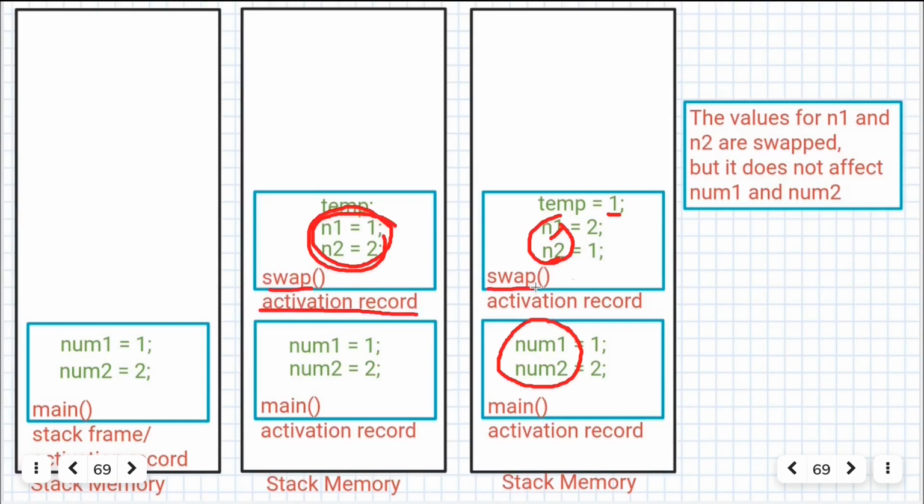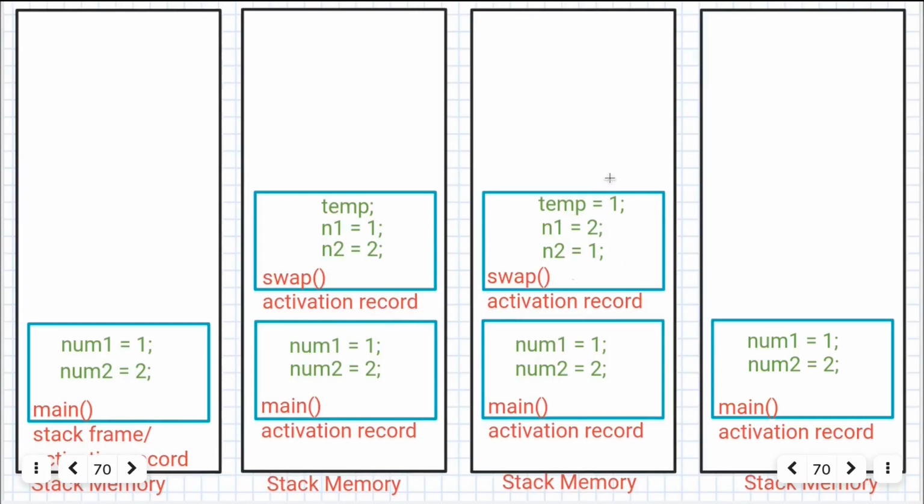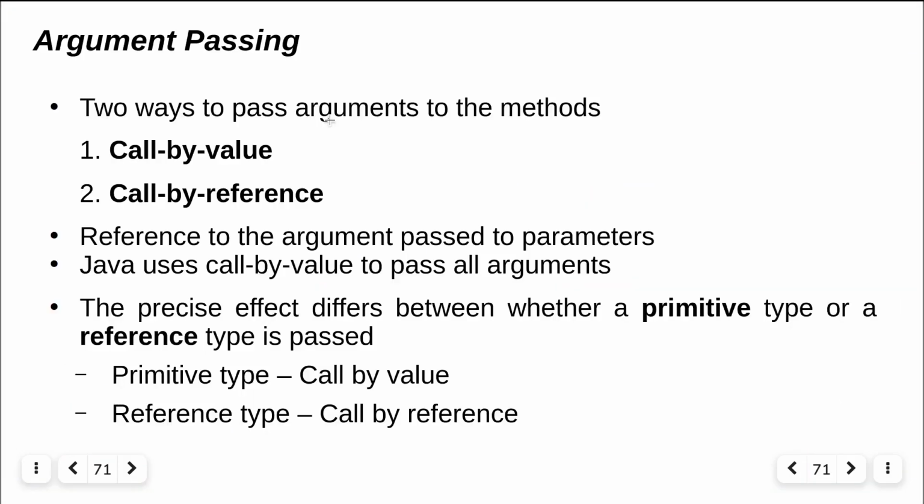When this swap method completes its execution, this activation record will be destroyed. Means this will be removed from the stack memory. So these variables temp, n1 and n2 will no longer be available. When this main method completes its execution, its activation record will also be destroyed from the stack memory. Then the program will end.